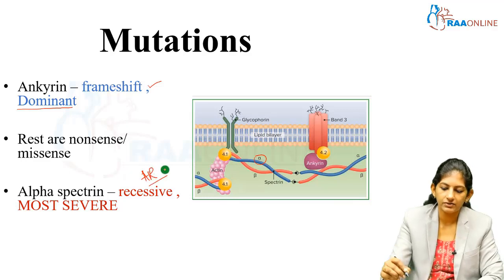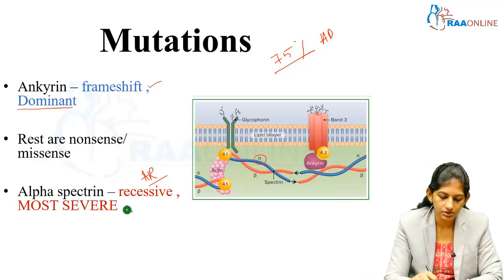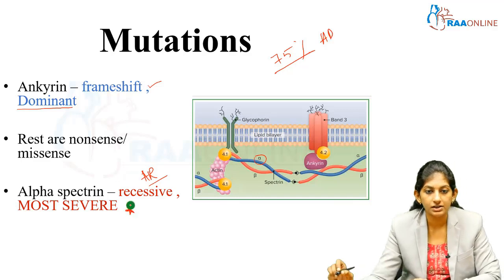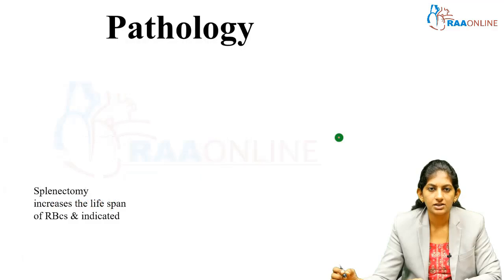So I told you 75% of hereditary spherocytosis is autosomal dominant. Alpha spectrin is autosomal recessive and it is the most severe form of hereditary spherocytosis. Protein 4.2 here is also inherited in a recessive fashion and it is most common in the Japanese population.